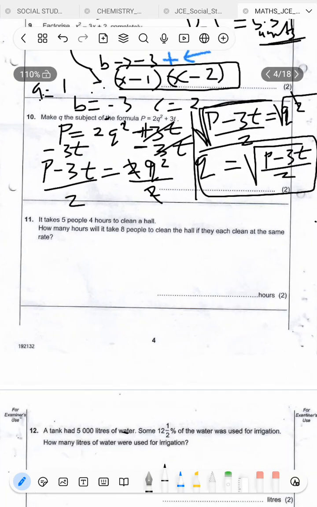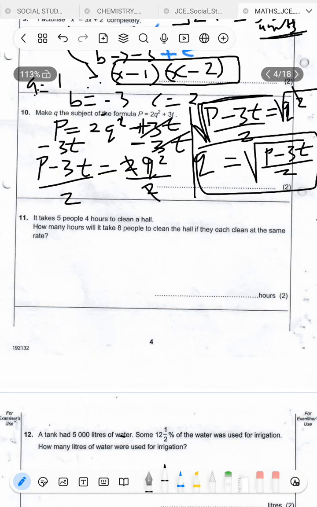Okay, let's continue. It takes 5 people 4 hours to clean a hall. How many hours will it take for 8 people to clean the hall if they each clean at the same rate? So if you have the same work rate for the men, then we can say that the rate of work in scenario 1 is equal to the rate of work in scenario 2.